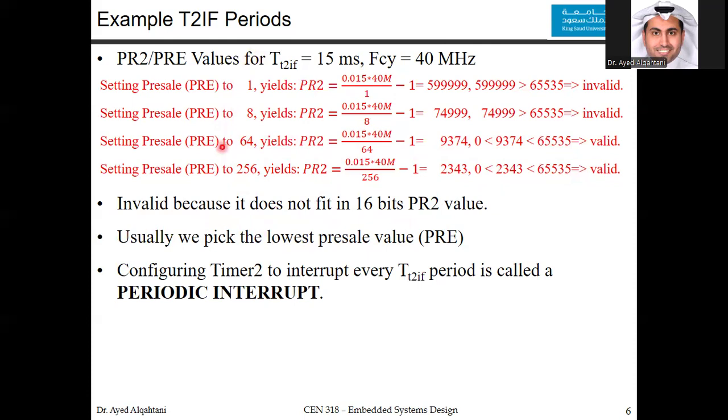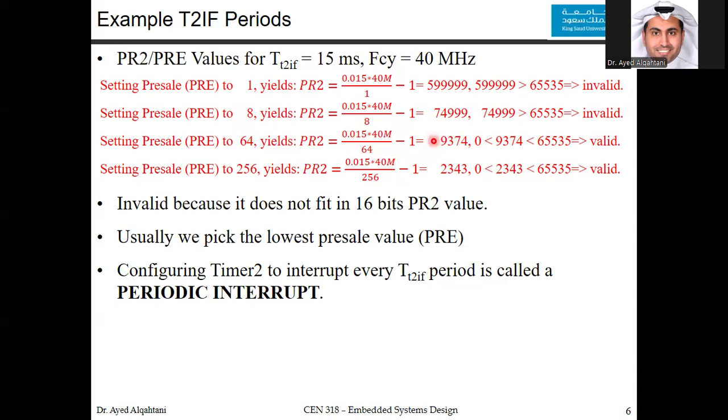If you pick the pre equal to 64, then for sure, the PR2 is going to equal 9,374. So now you can imagine the timer. How does it work? It will start at 0, incrementing by 1, 2, 3, and so on, until it reaches the 9,374 tick. And at that point, the timer expires and it generates the timer 2 interrupt flag. And this time will be exactly 15 milliseconds, since we already calculated.